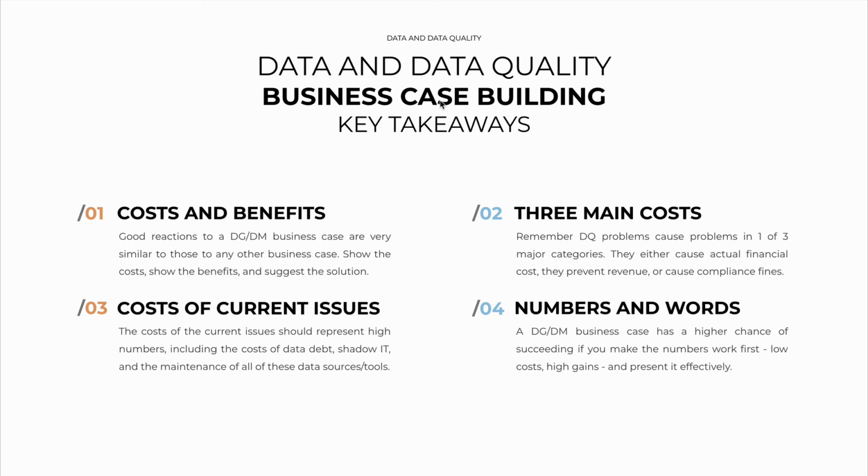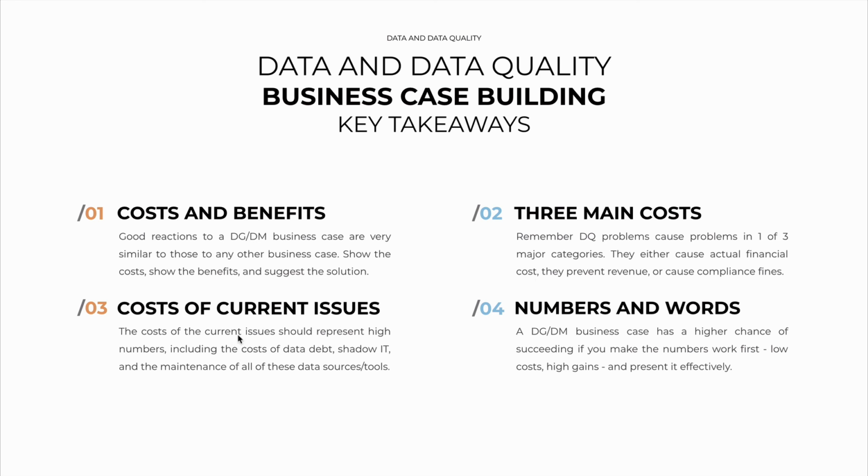What are our key takeaways this time? The first is costs and benefits. Good reactions to DG or DM business cases are very similar to those to any other business case. Show the costs, show the benefits, and suggest a solution. Then, remember, there are three main cost categories. Data quality problems either actually cause direct financial cost, they prevent possible revenue, or they cause compliance fines.